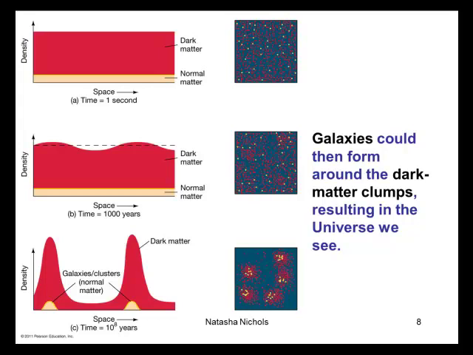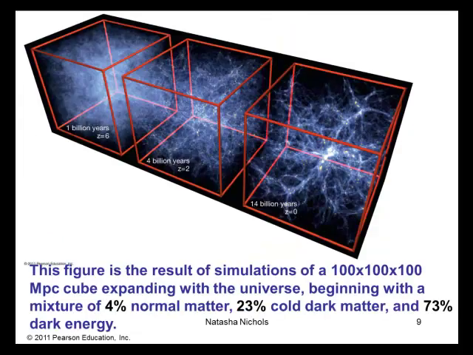The three frames at the right represent the densities of dark matter, in red, and normal matter in yellow, in the respective graphs at the left. And here we see a simulated structure of the universe.